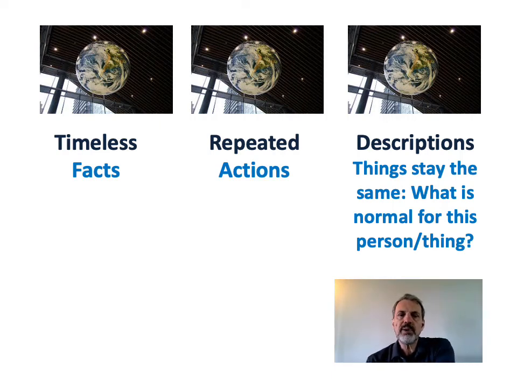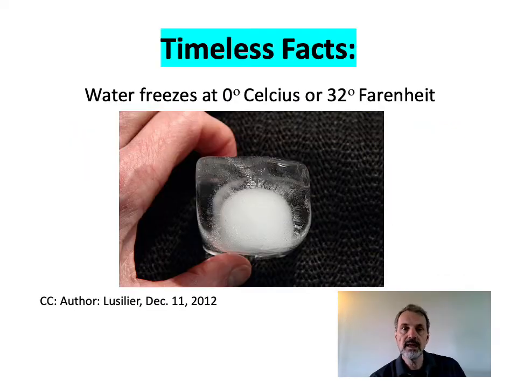Let's look at three possible kinds of actions or descriptions in the present tense: timeless facts, repeated actions or habits, and descriptions that answer the question, what is someone or something normally like? What are the important, long-lasting things that describe this person or thing?